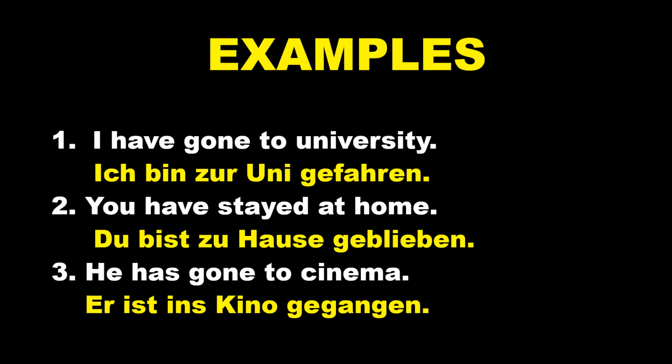Ins Kino gegangen. What is ins? Ins is a composite word. It has the article as well. Kino, das Kino. So instead of writing Er ist in das Kino gegangen, I have written ins Kino. That is also correct. Both the sentences are correct. In short, we write ins. Let's go.